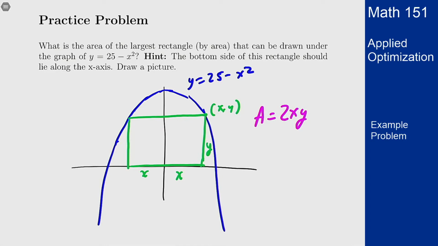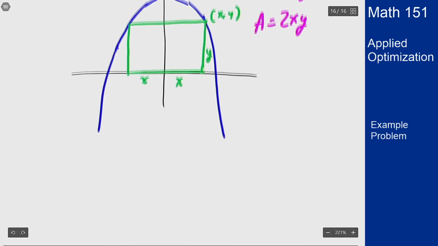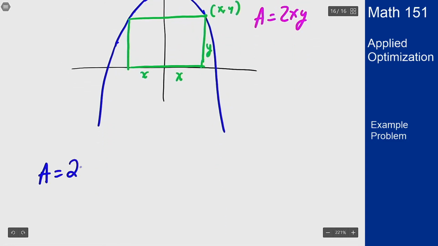And then we know that y is equal to 25 minus x squared, so I can plug that in to get my area only in terms of x. And if I do that, I will get that the area should be 2x times 25 minus x squared, or expanding this out, 50x minus 2x cubed.